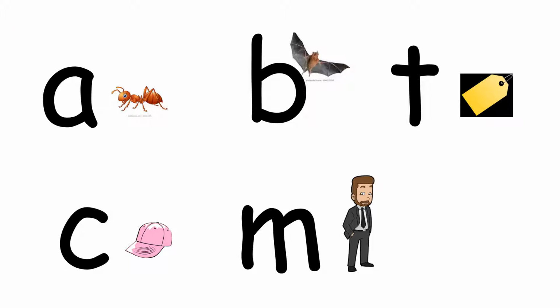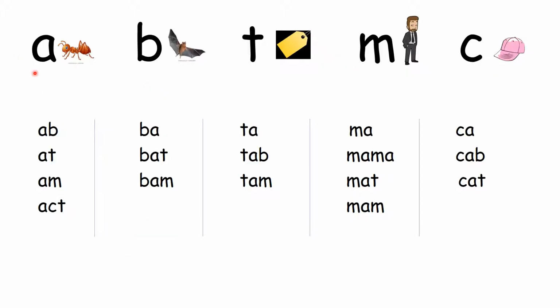Very good. Okay, so let's read the words. With the beginning letter A sound as A. Let's read ab, at, am, act. Now it's your turn. Read.